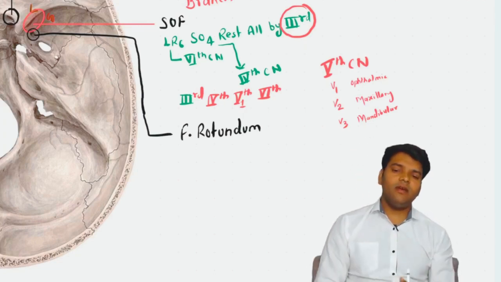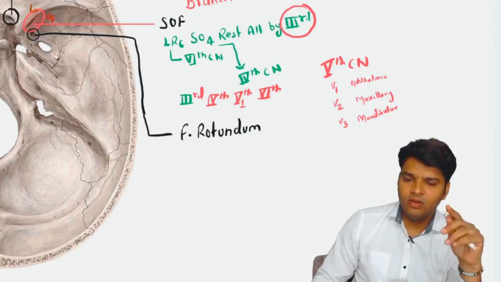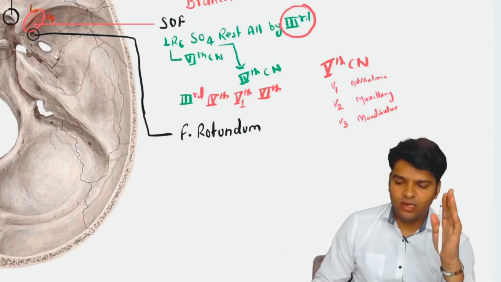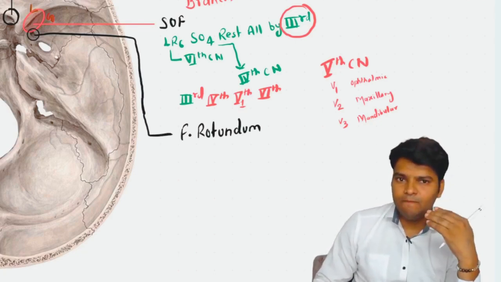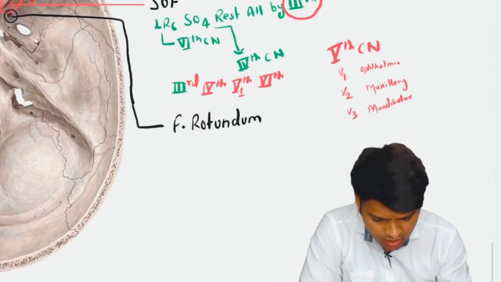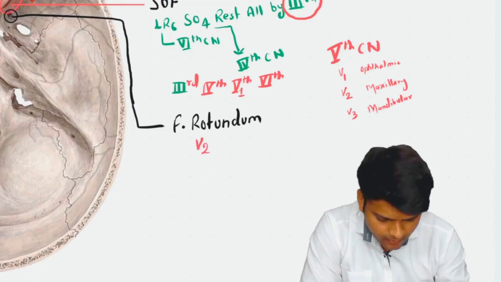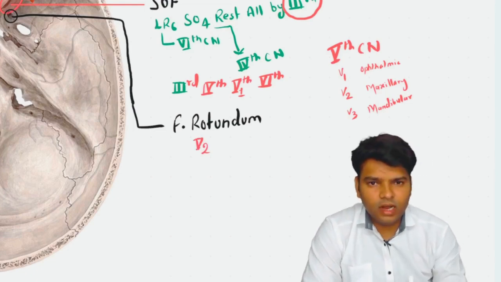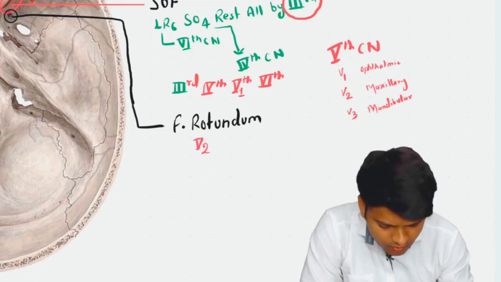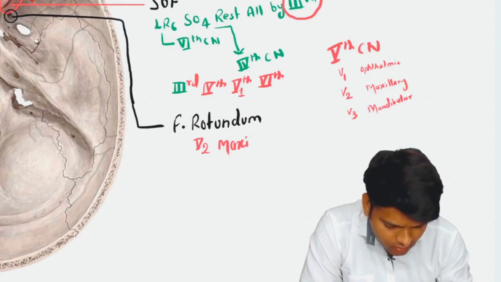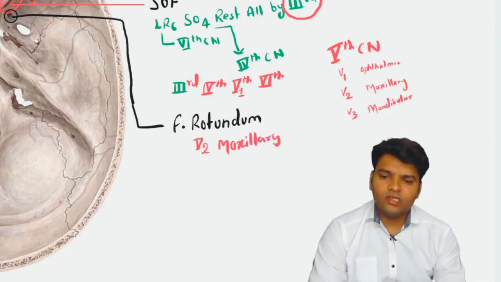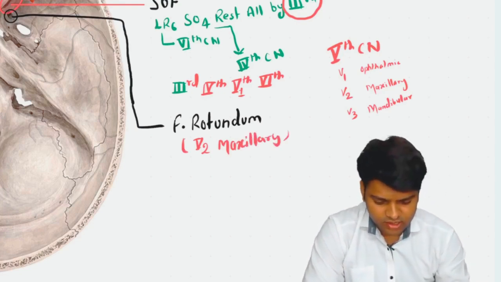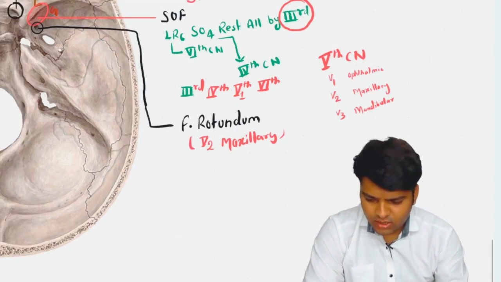So we have already learned about the fifth cranial nerve, the trigeminal nerve. V1 passes through the superior orbital fissure, and V2, the maxillary nerve, the second branch of the trigeminal nerve, passes through the foramen rotundum.